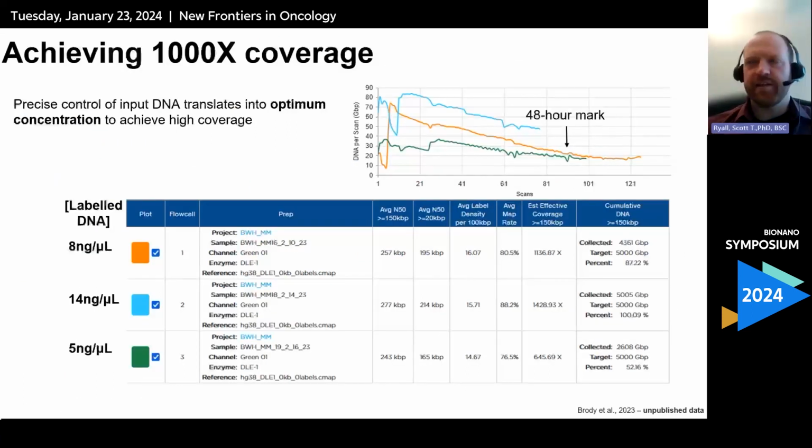And this took a lot of in-lab tweaking and altering our protocols, really precise control of our input, and really taking care when we're doing the extraction process to make sure that we maintain that really long length of DNA fragments. But what we were able to see is that when we started at about 8 to 10 nanograms per microliter for the labeling section, we were able to consistently get over 1000x coverage. And we've been able to replicate this moving forward by using this refined approach that I'm happy to share with anybody who's interested.